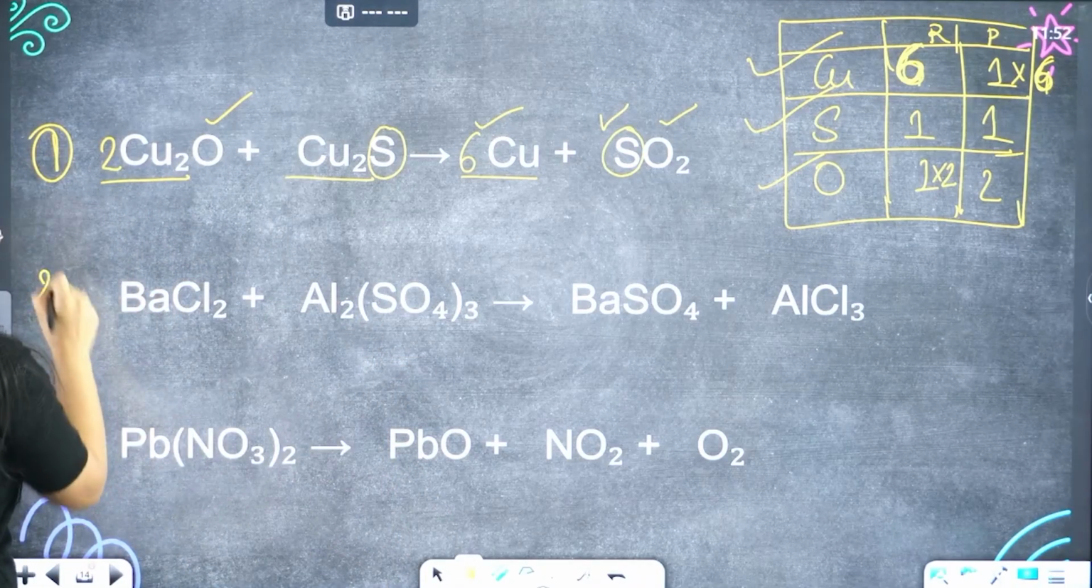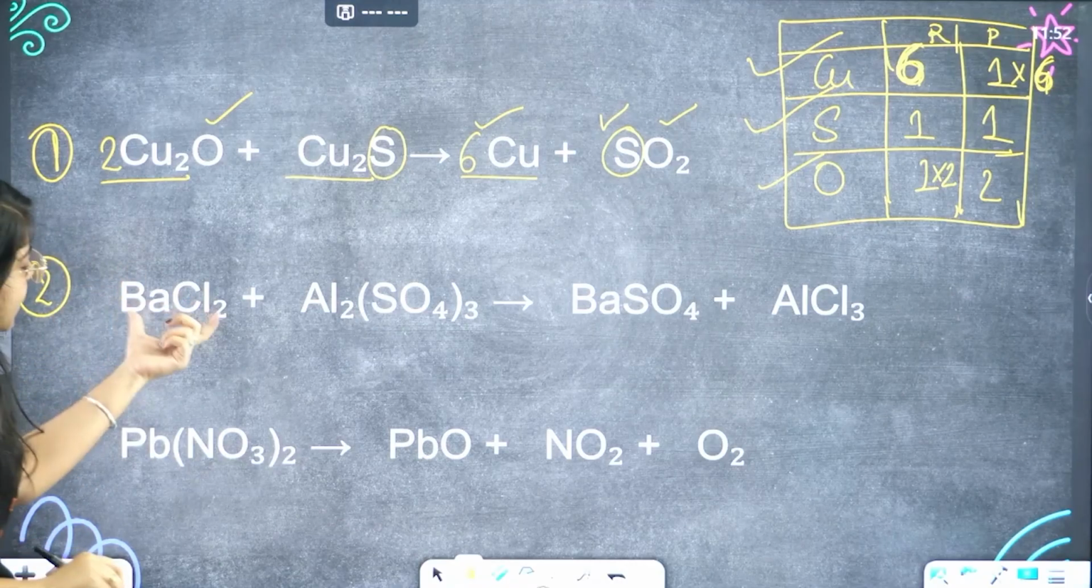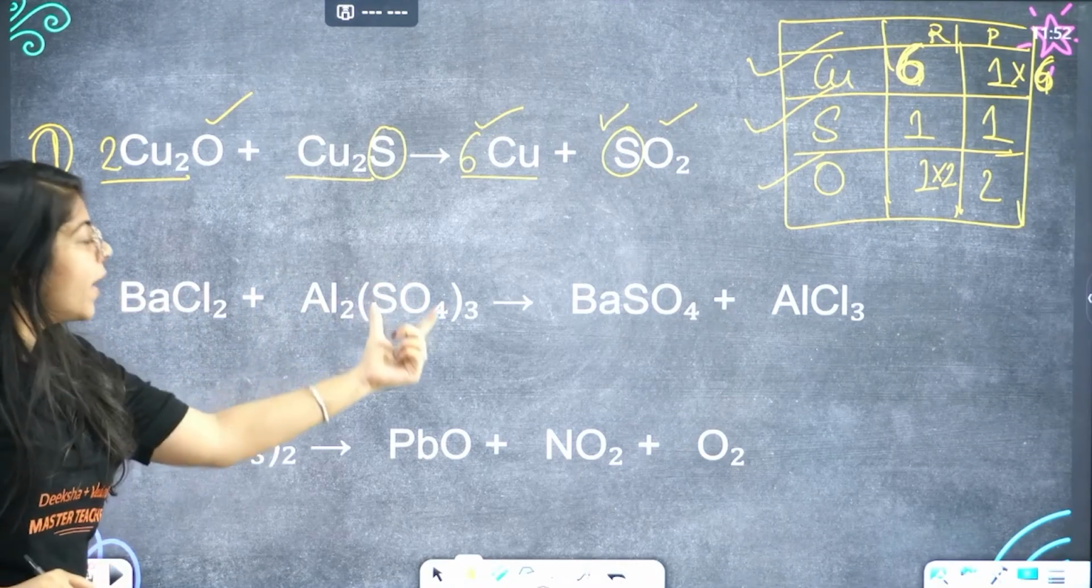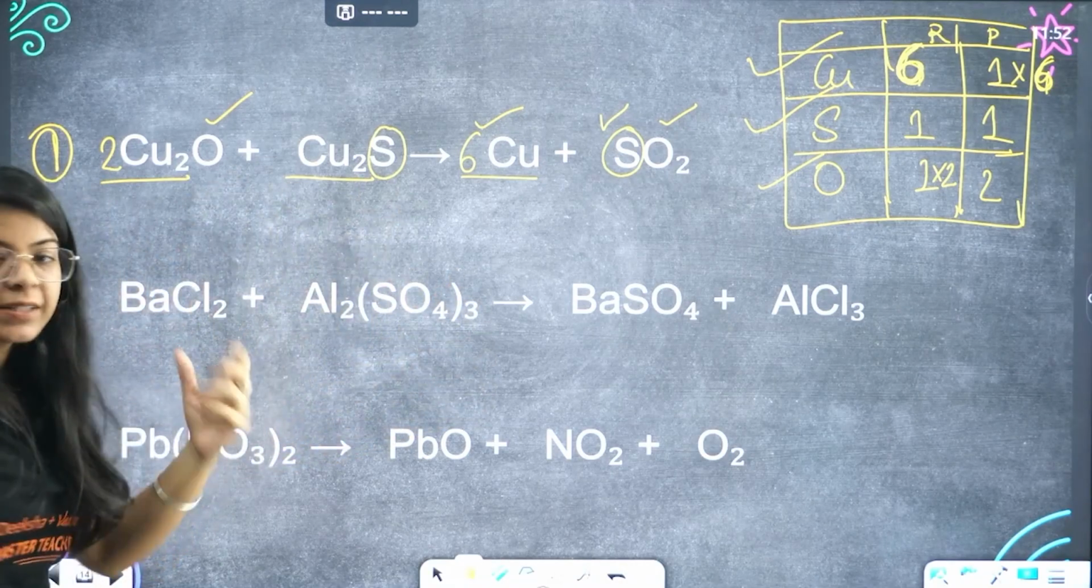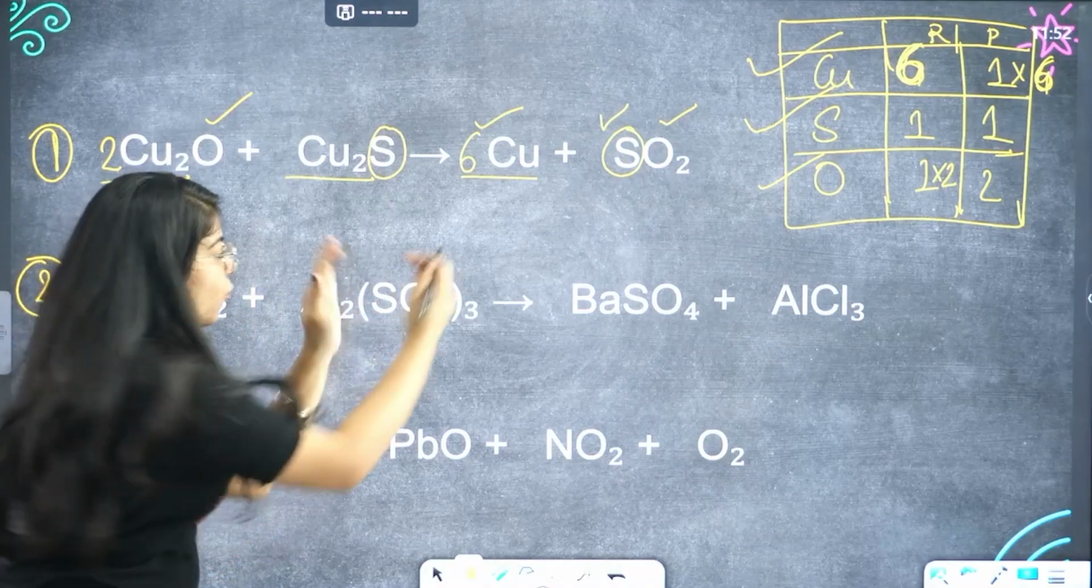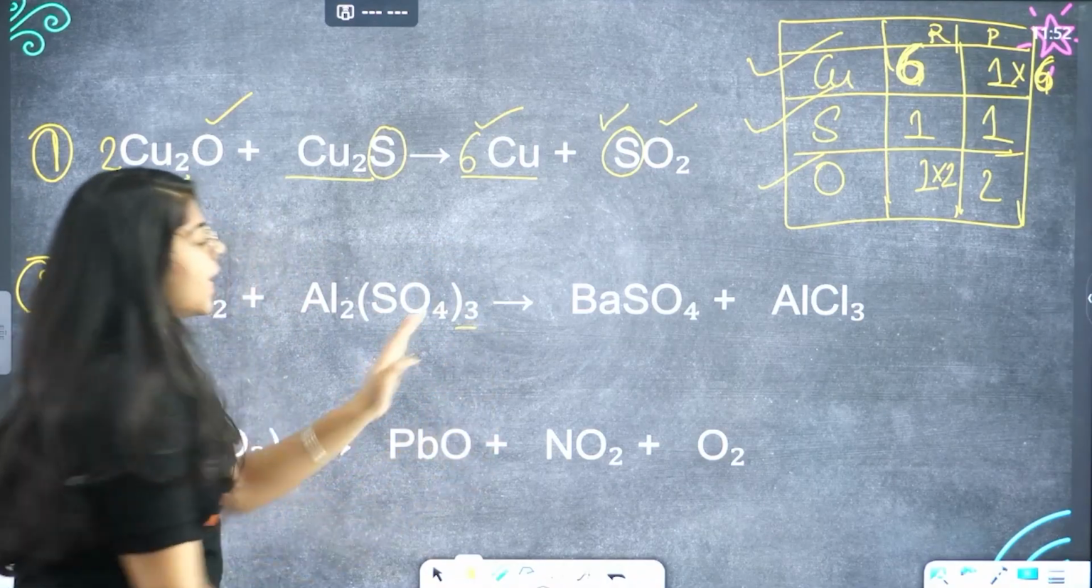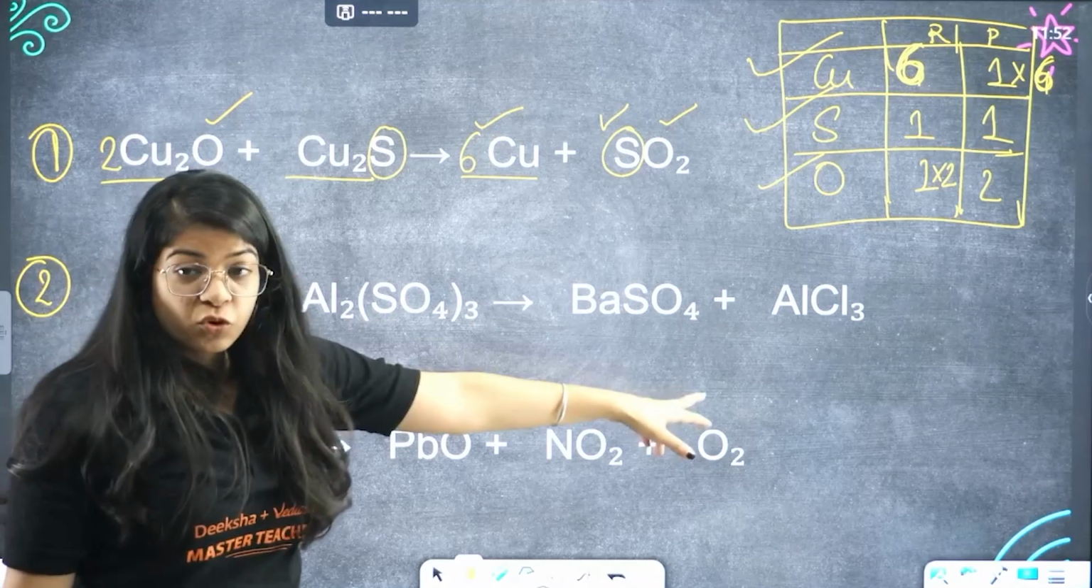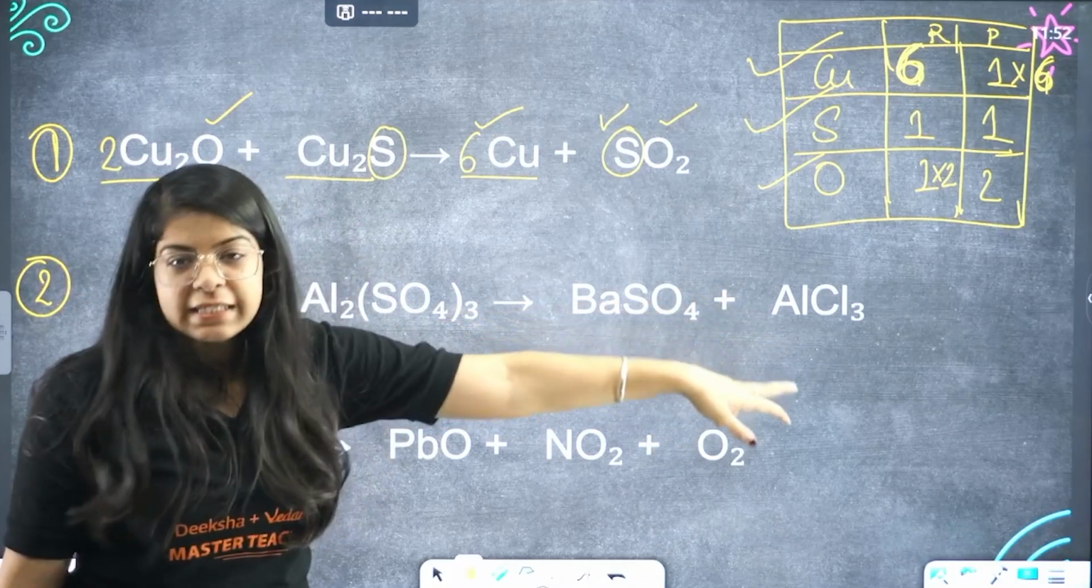The first equation is done. Second equation. BaCl2 plus Al2(SO4)3. How do you say this? If you have a whole bracket, you say thrice. Then BaSO4 is a product and AlCl3.